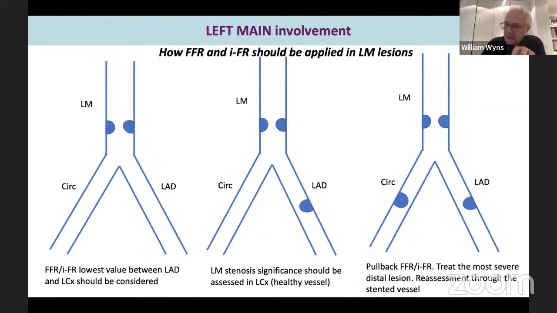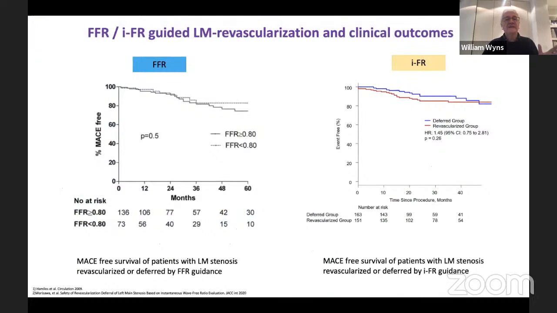I think what is important is the issue of deferral. If you're using physiology in the left main, you have a mild lesion, and what about preserved FFR and IFR? Do you leave it? Do you defer it just like you would do for another vessel? Well, these are the data that suggest that yes, if it's non-hemodynamically significant, you shouldn't treat it.